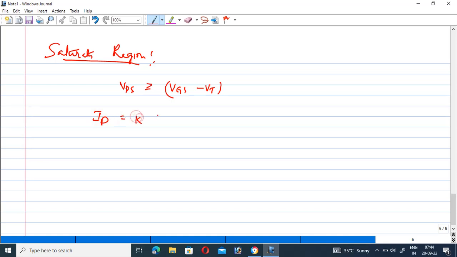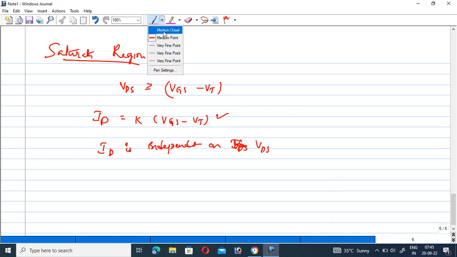ID is equal to K times (VGS minus VT) whole square. If you observe this one, we don't have any VDS term, that means the ID current is independent of VDS. Therefore, that is related to the saturation region. We can also call it by another name, the early voltage concept is also there. I will draw the graph for this one.